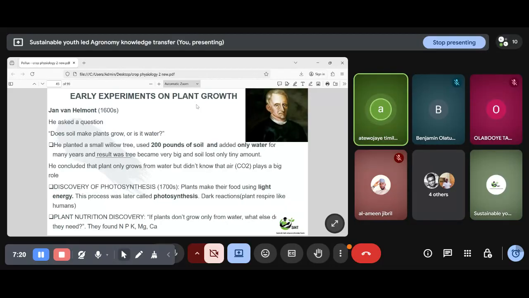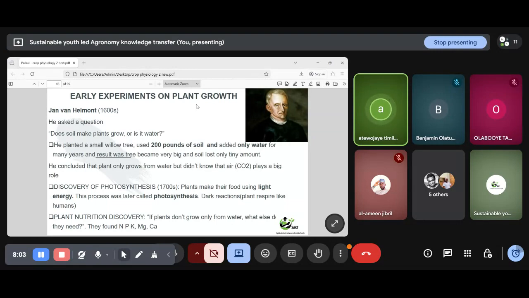You know, it's a tree, and the result was the tree became very big and the soil lost only a tiny amount. So he discovered that after giving this willow tree constant water, only a tiny amount of soil was lost. He didn't know anything about carbon dioxide, that carbon dioxide can affect the tree. He didn't know anything about photosynthesis. He just believed that it is only water. His conclusion was that it's only water that can make your plant grow.